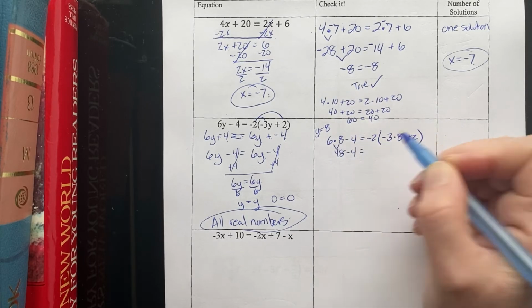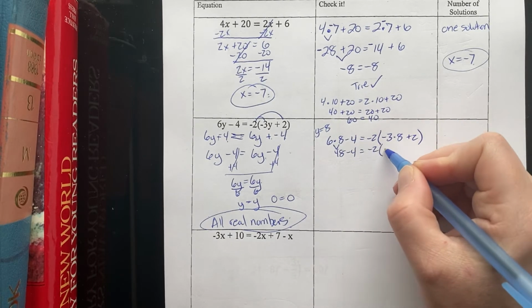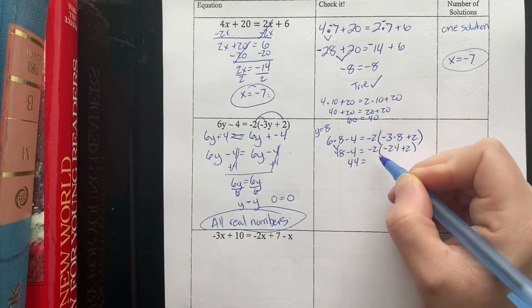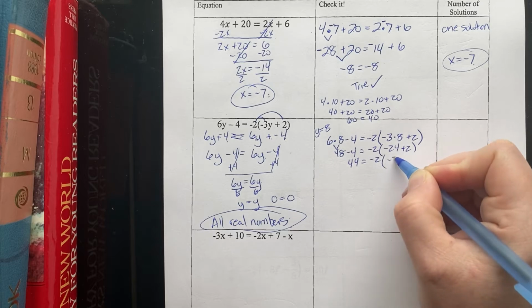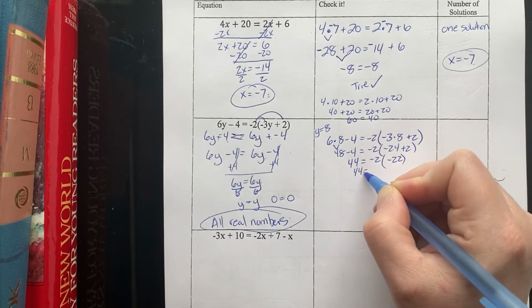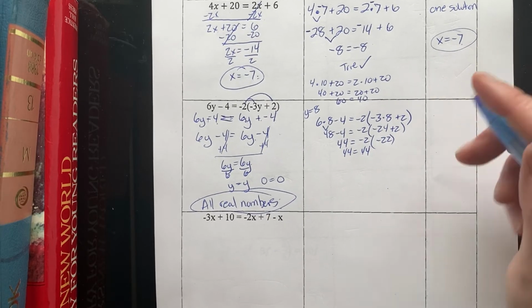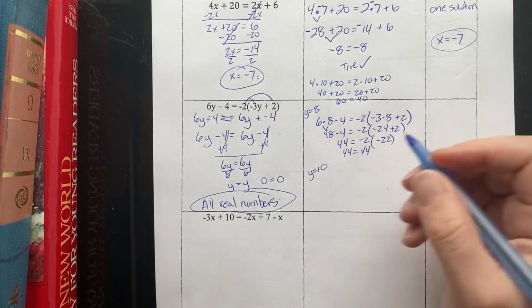48 minus 4, negative 2 times negative 24 plus 2, 44, negative 2 times negative 22. And voila. 10's a great number to work with. You could say y equals 10.